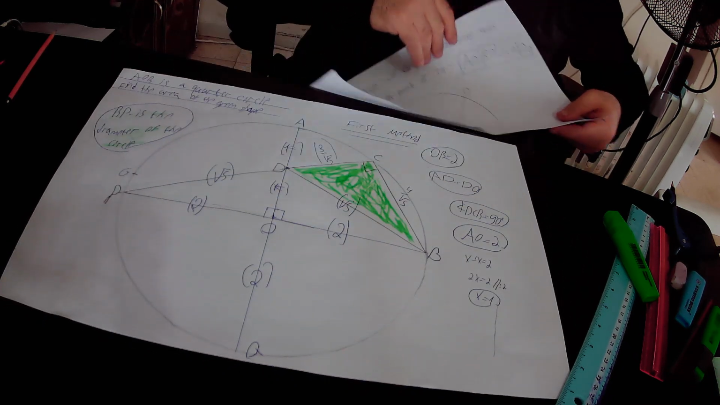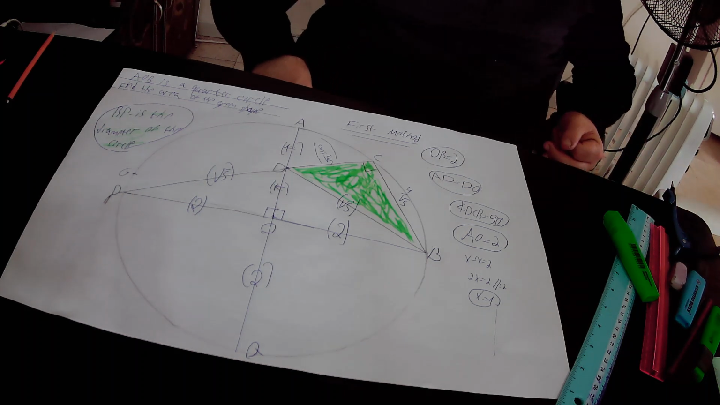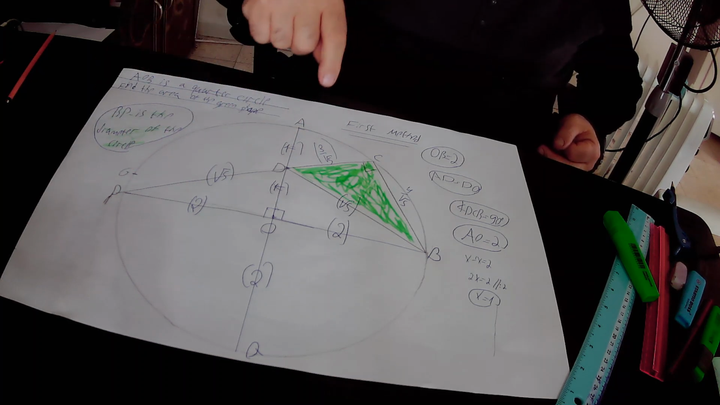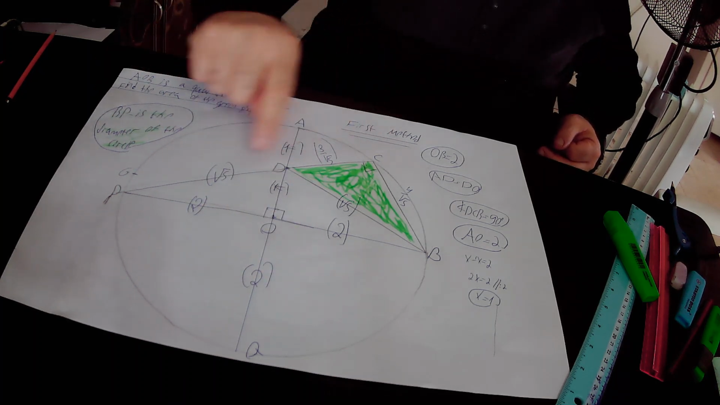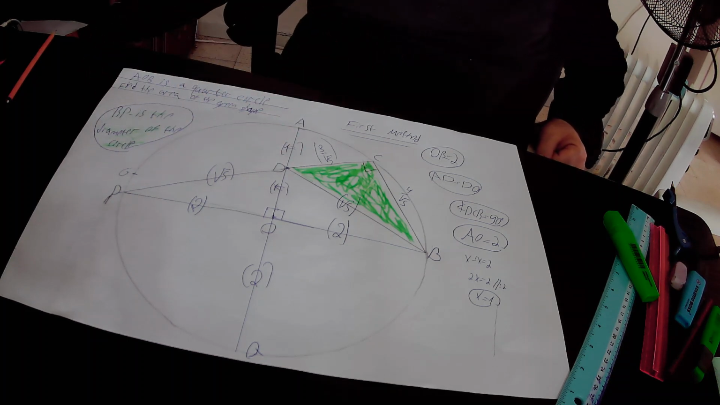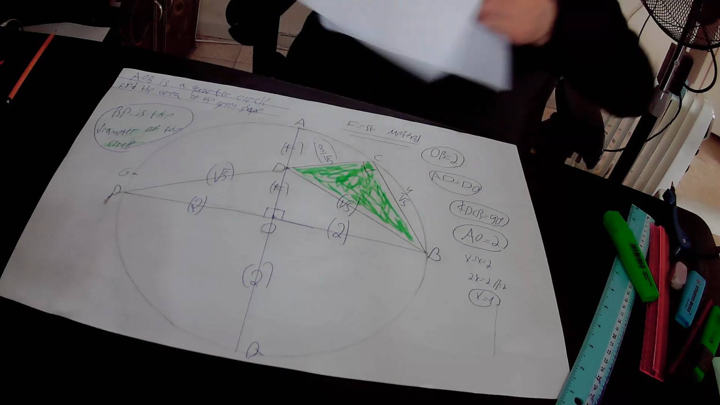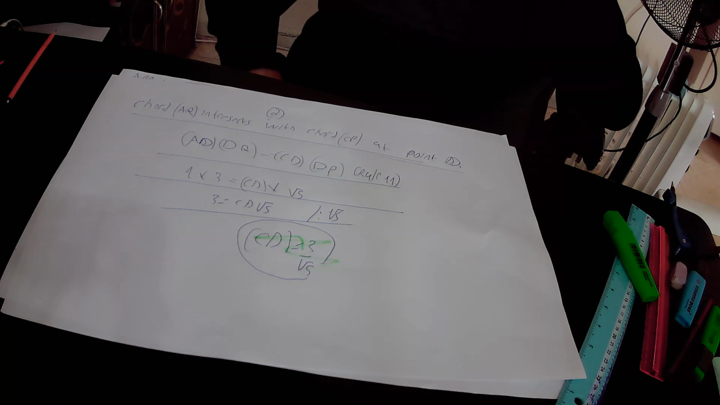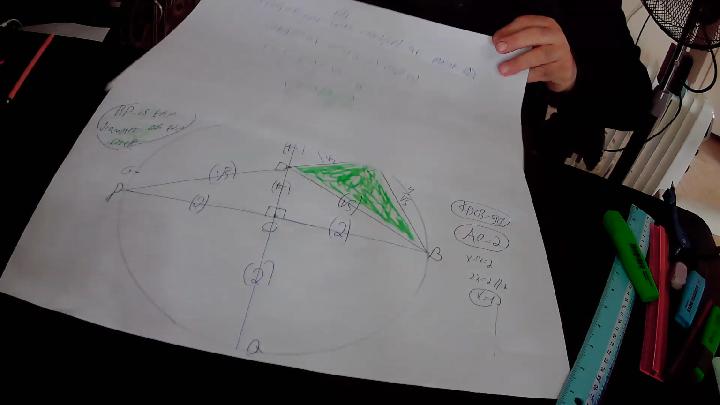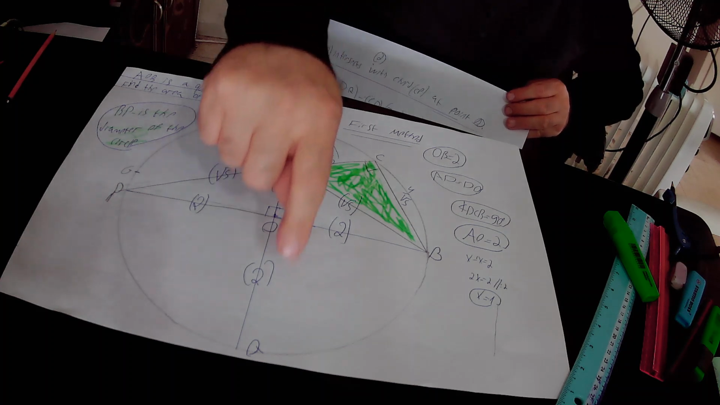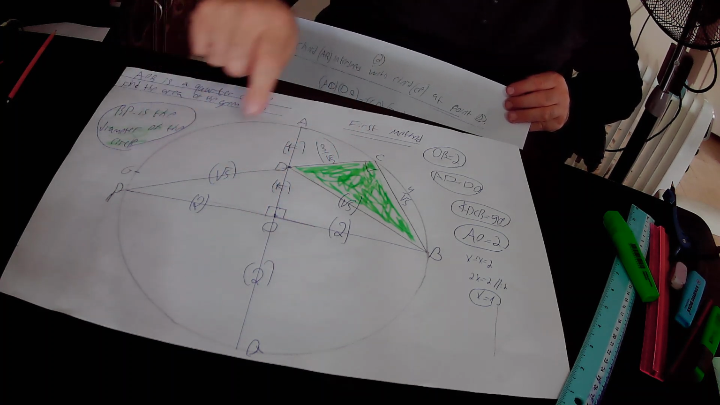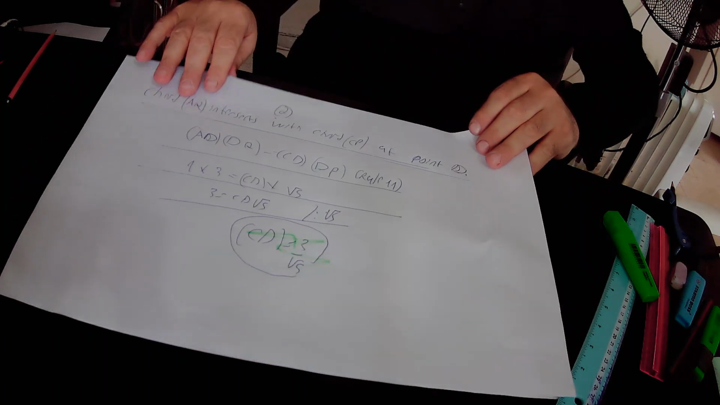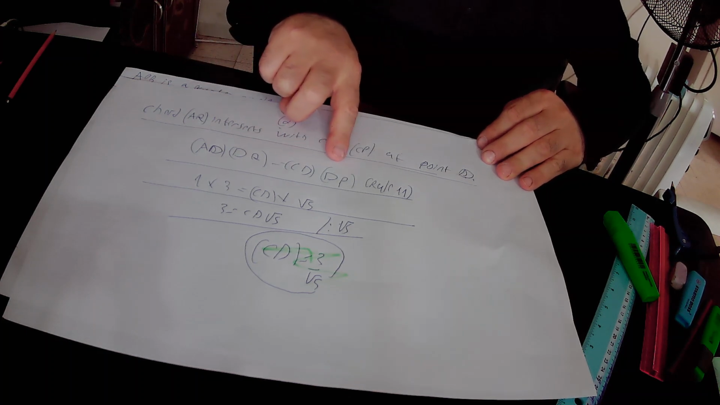We can definitely implement rule 11 in our drawing. Why? Because in our drawing we have chord AQ that intersects with chord CP at point D. Again, in our drawing we have chord AQ intersecting chord CP at point D. Therefore, according to rule 11, the following equation will be true: AD times DQ equals CD times DP. Again, according to rule 11, AD times DQ equals CD times DP.